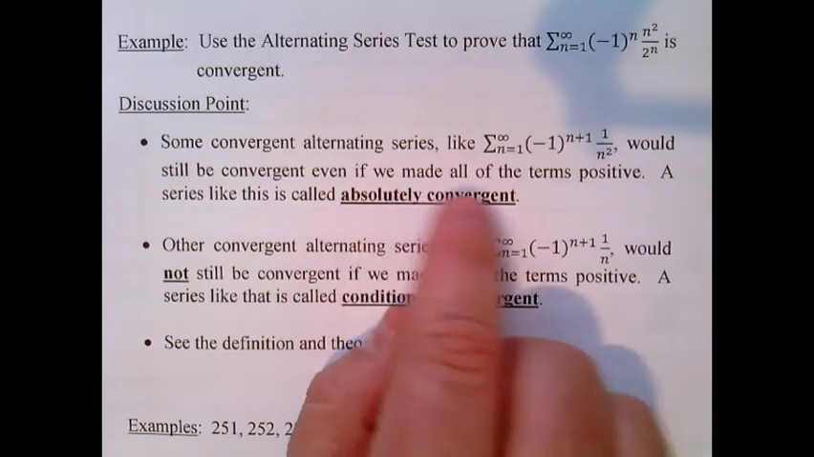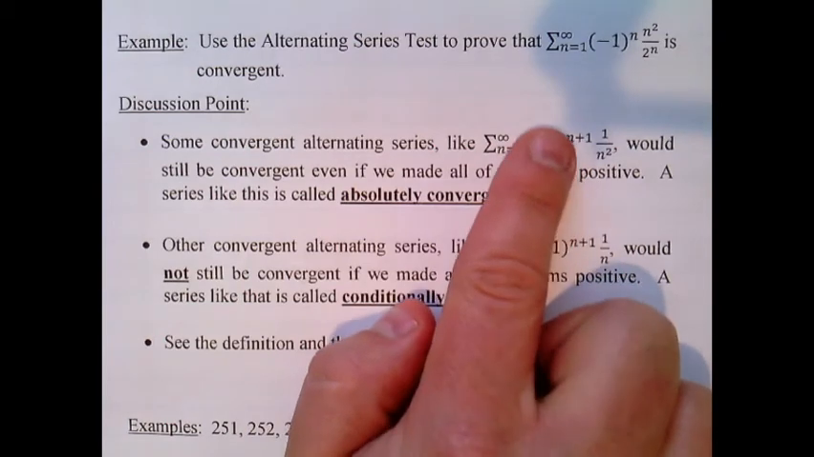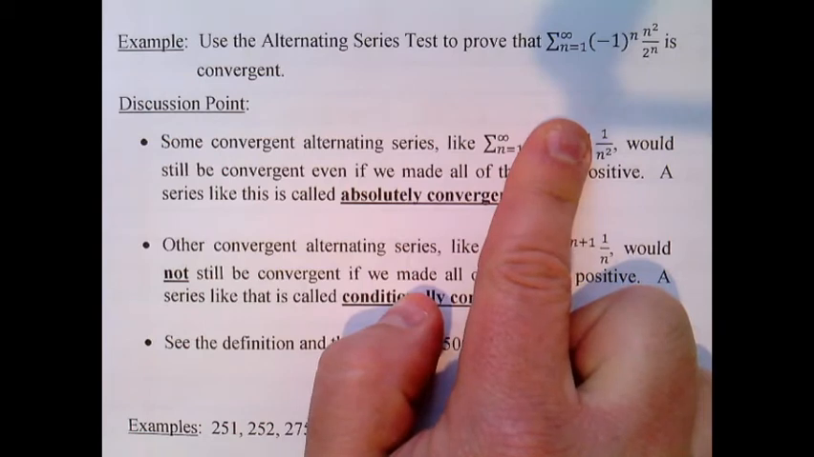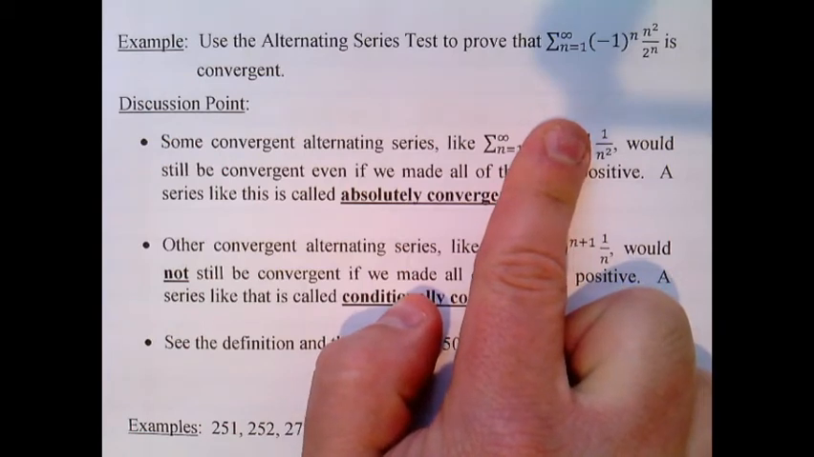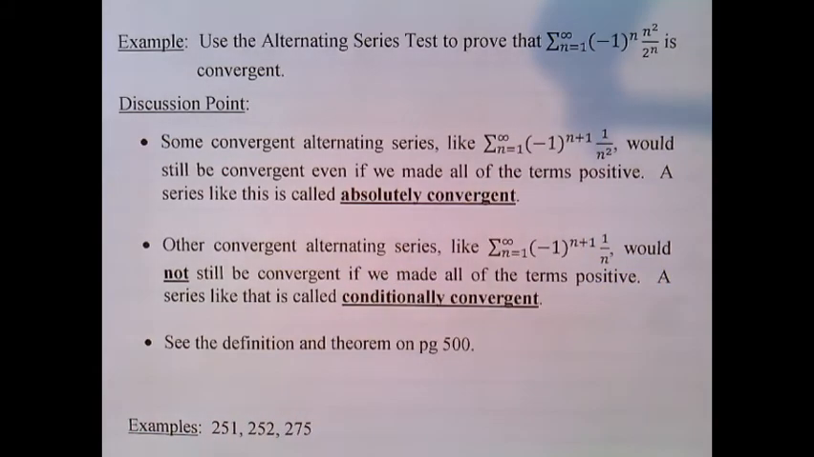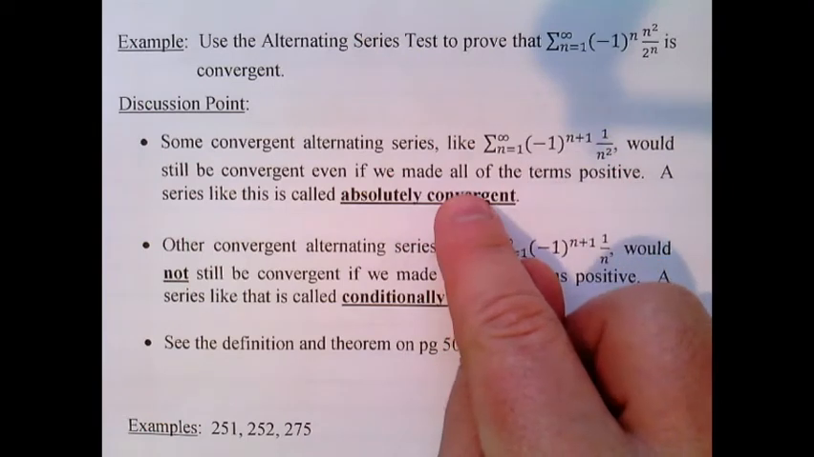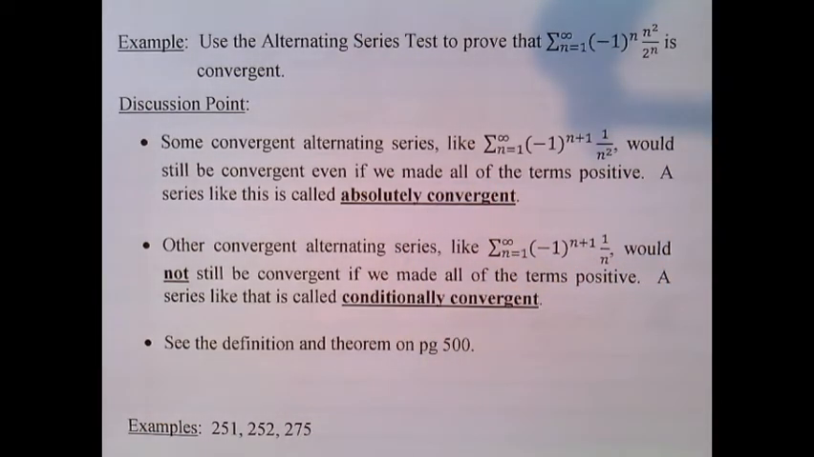And the absolutely refers to absolute value. I mean, basically, if I toss out this part, I'm effectively taking the absolute values of the terms. I'm making them all positive. So if a series is convergent, but it would still be convergent even if we took the absolute values of all the terms, we say it's absolutely convergent.